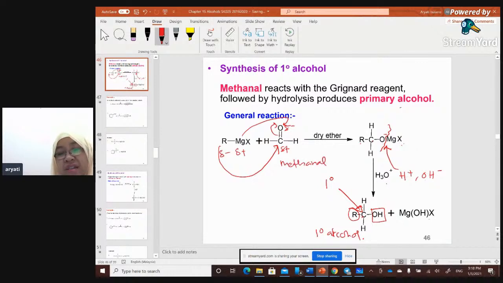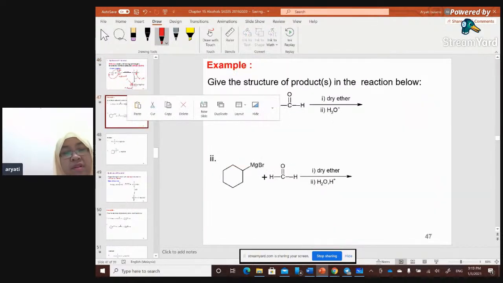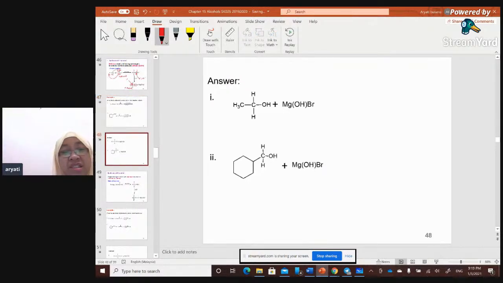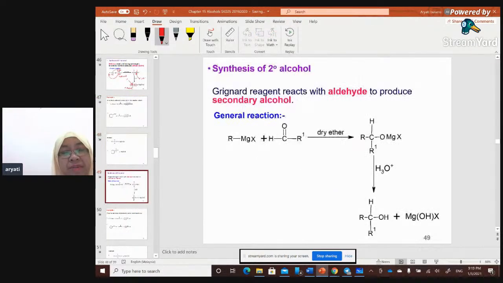Okay, in dry ether followed by hydrolysis, dia akan jadi primary alcohol. Okay, example. So ni kamu study sendiri sebab the answer is given.